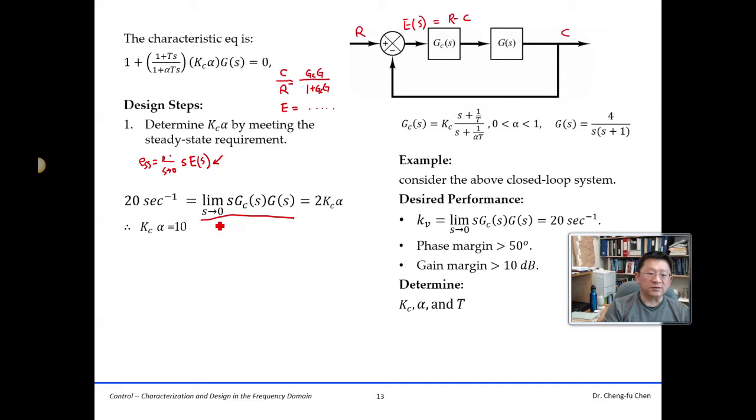Now simply focus our exercise on this term here. We are given G(s), which is this one, and we know the template of the controller that is here. By executing these conditions, we can find the result, which is this one. By meeting the requirement, this is a given performance of 20. So we formulate this as our first equation: Kc alpha equals 10.